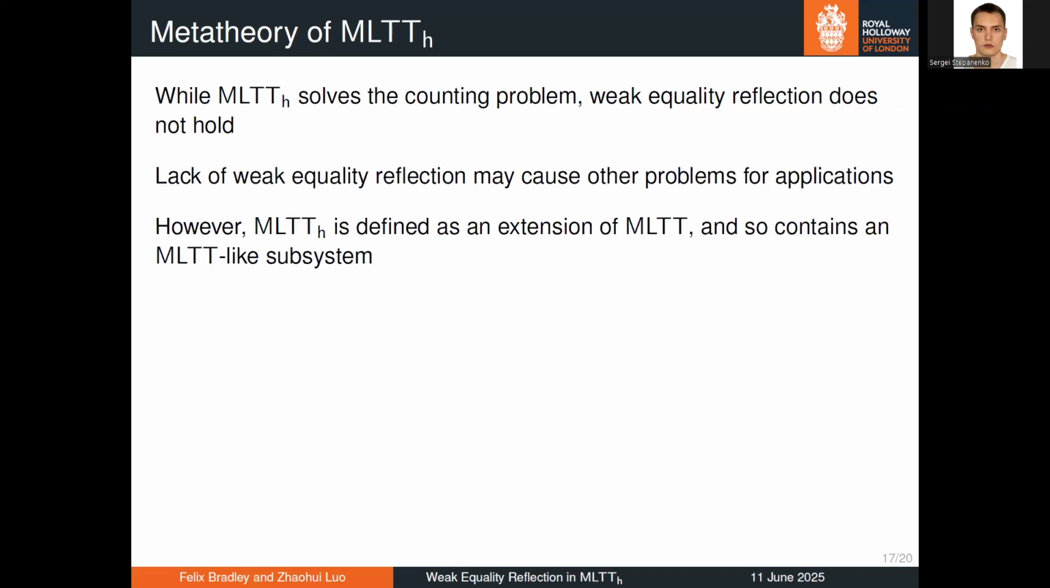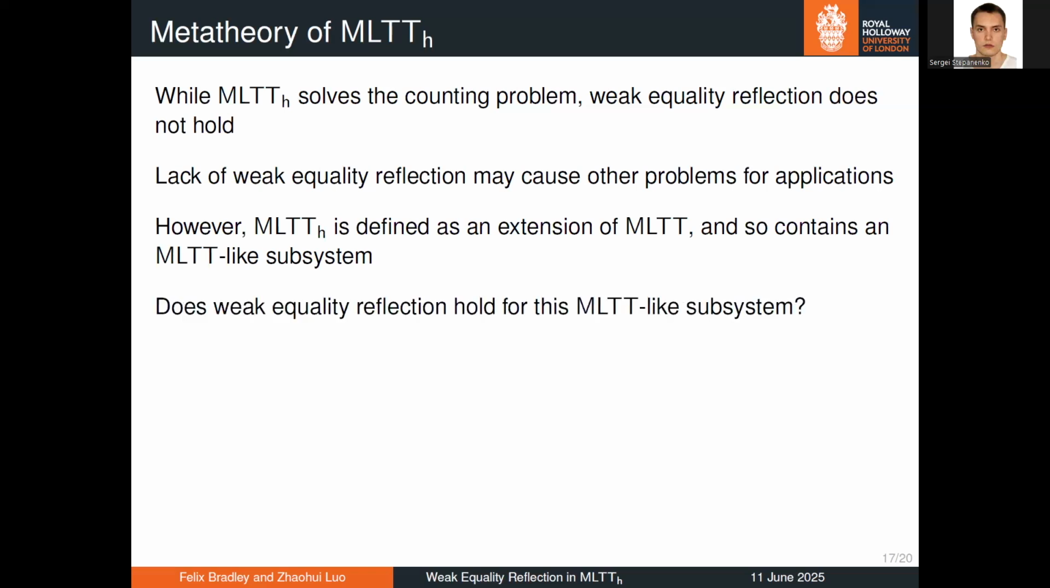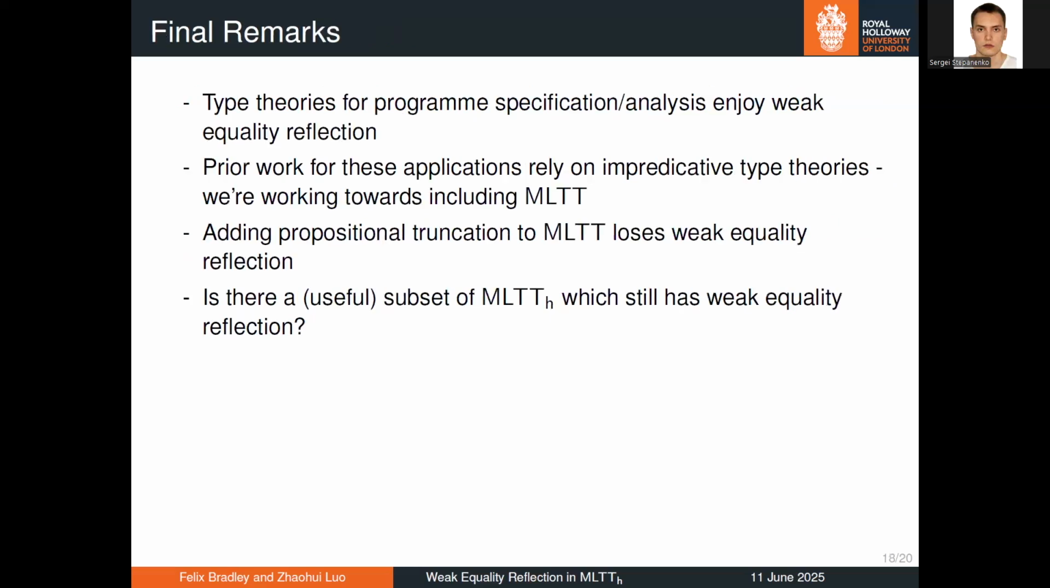But it's an extension of MLTT. So there should be some subsystem within there that does preserve weak equality reflection. And the idea is that hopefully we'll be able to use this for its intended purposes with regards to program specification, natural language semantics, and more. And then we can ignore the bits that don't have weak equality reflection. So this is something that we're still actively working on.